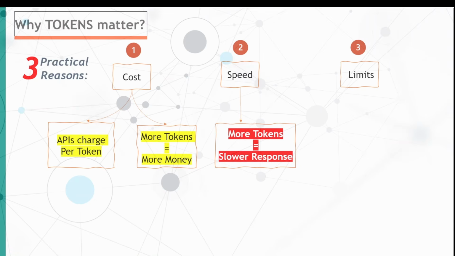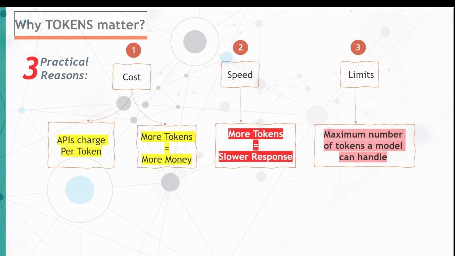So what is speed? The more tokens, the slower the response. LLMs generate text token by token, basically one word at a time. The more the tokens, the more the waiting. For instance, a short 100 token answer returns quickly. However, a long 2000 or 3000 token answer might take much longer. That's what the speed is.